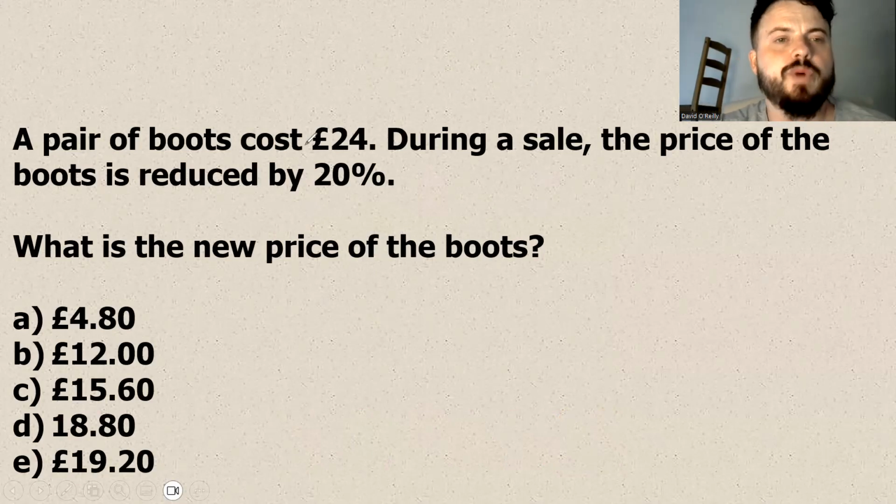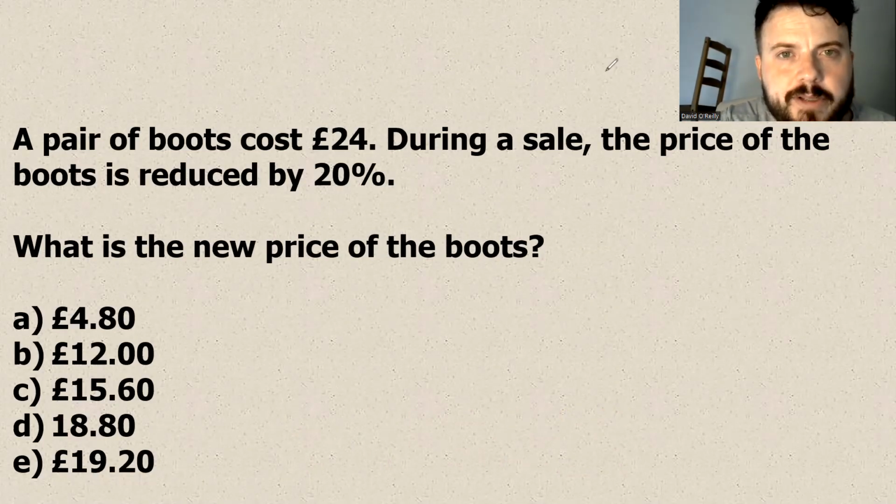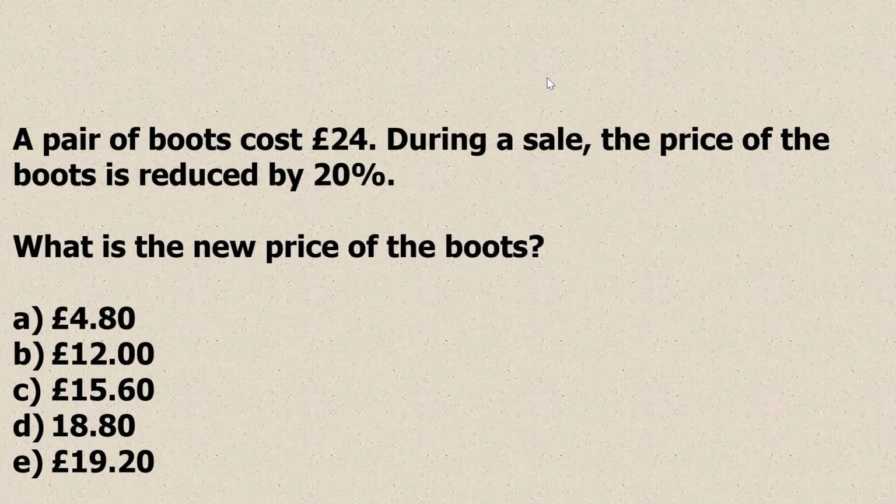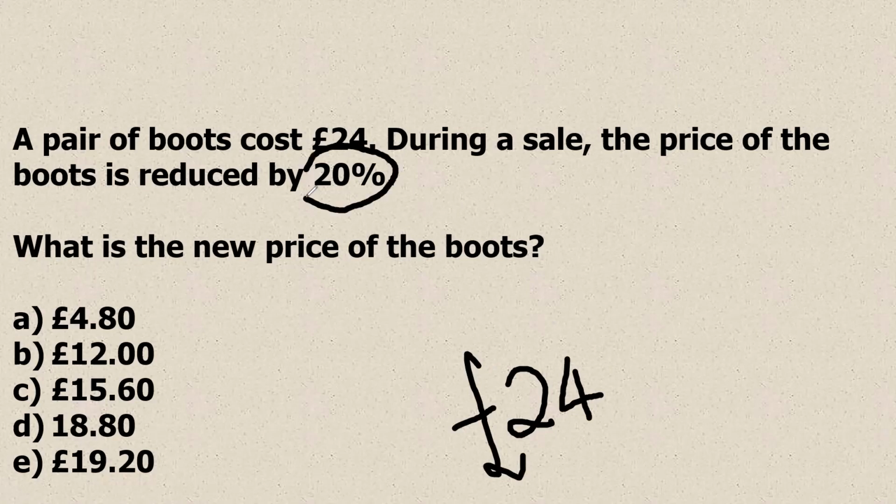A pair of boots costs £24. During a sale, the price of the boots is reduced by 20%. Let me just hide my camera because I might be covering some of this screen. Okay, a pair of boots costs £24. During a sale, the price of the boots is reduced by 20%. What is the new price of the boots? Okay, all right, so we've got our boots, which is £24. I'm going to write that on the screen. We know that's important information. And we've got the fact that it's reduced by 20%.